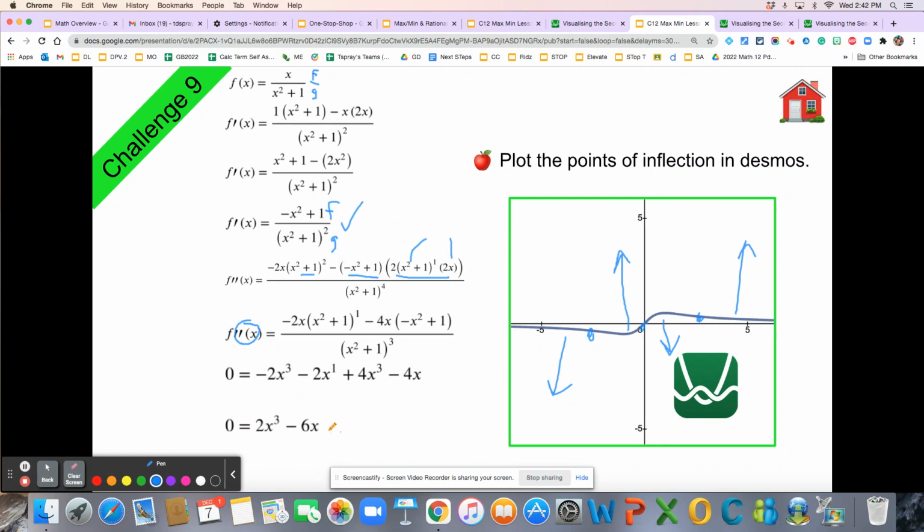So we get this. Then what we're going to do is we're going to factor out a 2x. So one of the critical numbers is going to happen at 0. Not critical numbers, points of inflection. It's going to happen at 0. Then we're going to take this guy. The other one is going to be, if we factor that, you're going to have x squared minus 3 equals 0. So we're going to have x squared equals 3, and we're going to square root that.